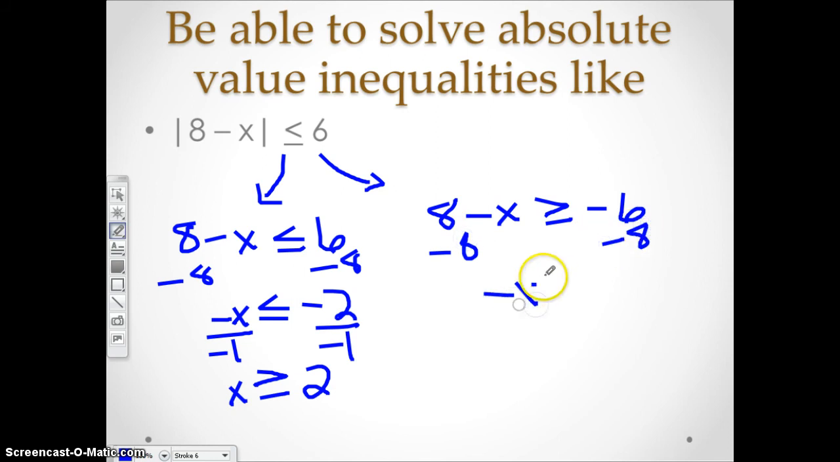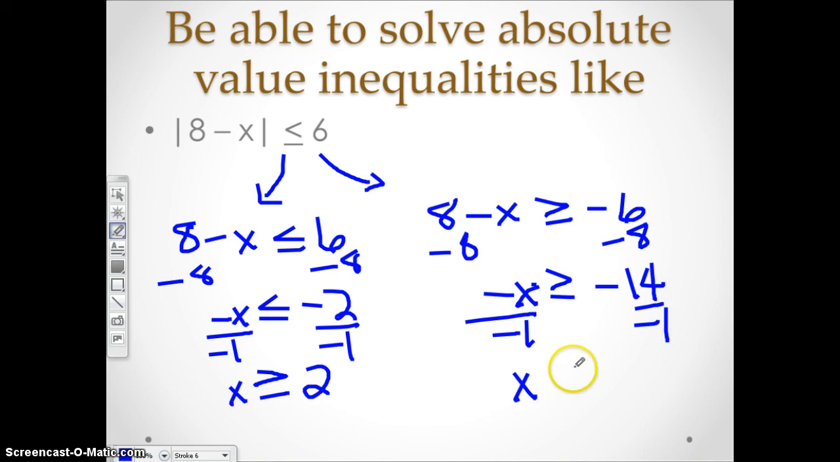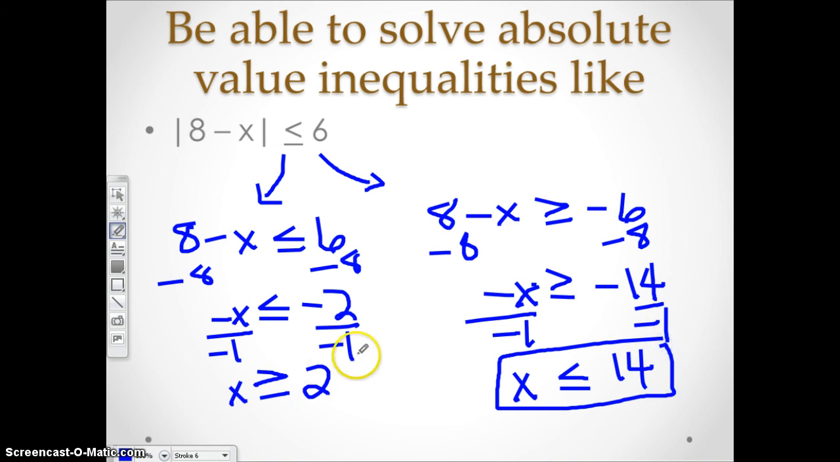We get negative x is greater than or equal to negative 14. Again, we need to divide by negative 1 to get a positive value of x. Since we divided by a negative, we have to flip the operator. Negative 14 divided by negative 1 is positive 14. X is greater than 2 and less than 14.